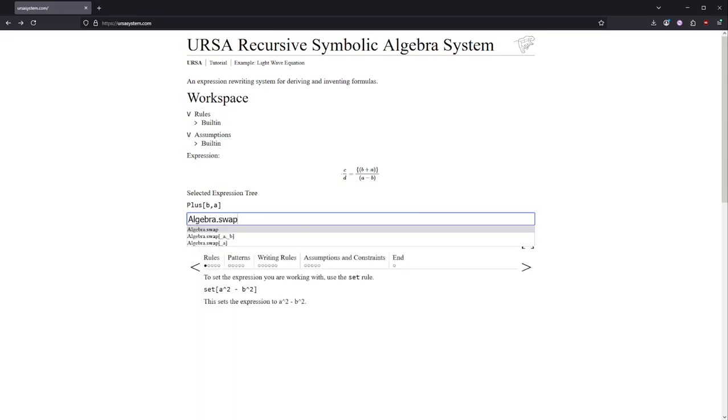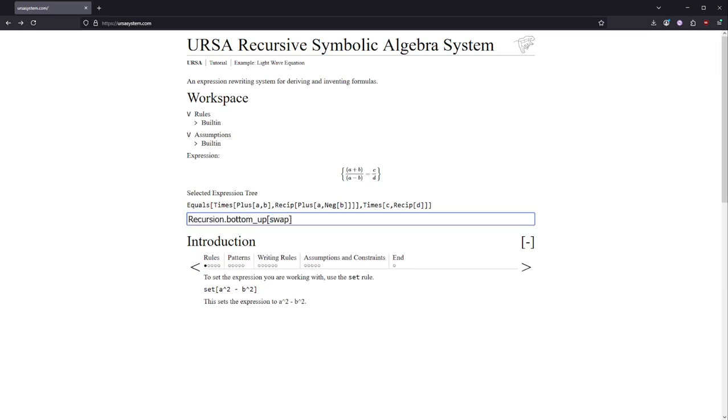And there's a rule called swap that swaps two arguments of a commutative operator. We can run that on the equality too. And now we have A plus B over A minus B equals C over D. So we're done. And just as a bonus, just for fun, let's run swap bottom up.